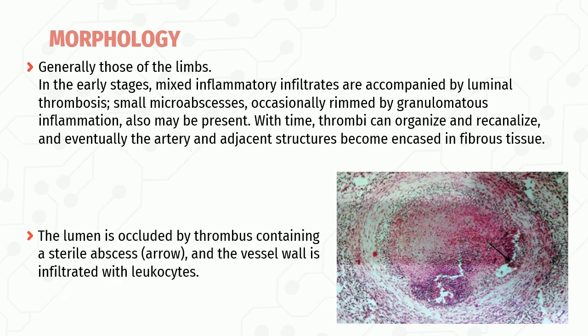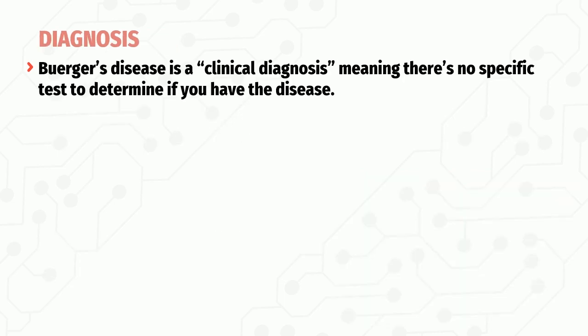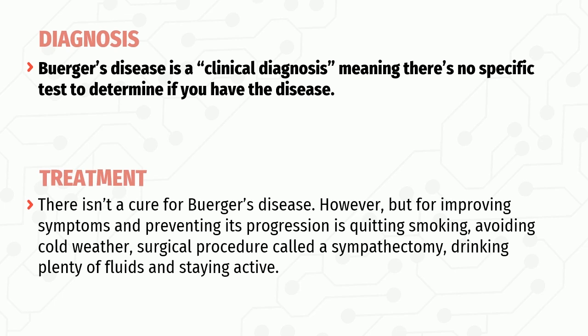In this picture, the lumen is occluded by thrombus, containing a sterile abscess, and the vessel wall is infiltrated with leukocytes. Buerger disease is a clinical diagnosis, meaning there is no specific test to determine if you have the disease. Treatment: there isn't a cure for it. However, for improving symptoms and preventing its progression, there are many ways: quitting smoking, avoiding cold weather, a surgical procedure called a sympathectomy, also drinking plenty of fluid, and staying active.